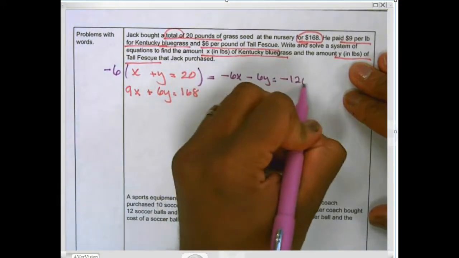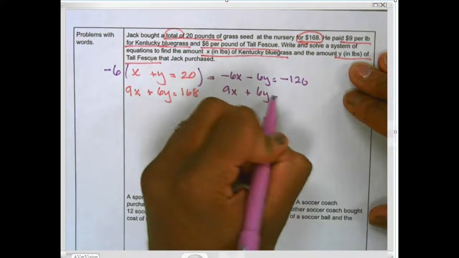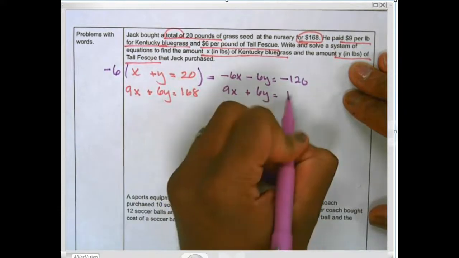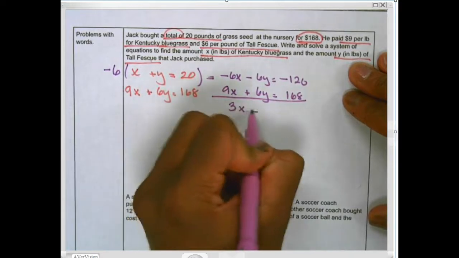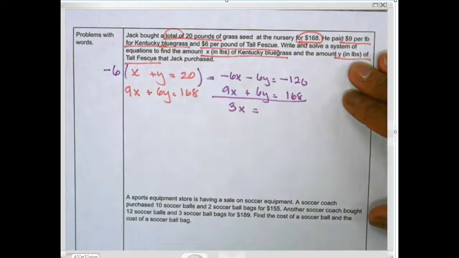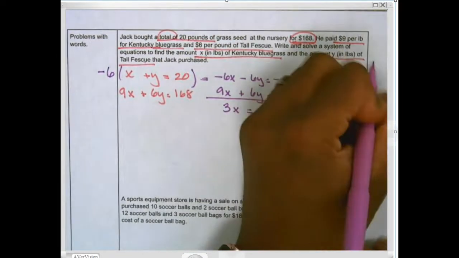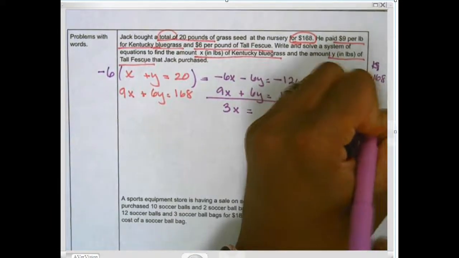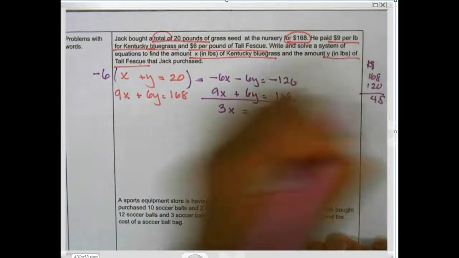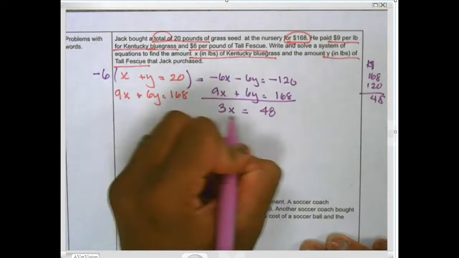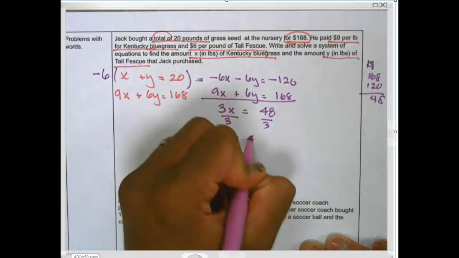Negative 120. This equation stays the same. That's a 6 equals 168. So this will give me 3x is equal to 16. So this bothers me. Like, I can't see it in my head. I always need to write the bigger number on top. And now I can see, okay, that's 8, and that's 4. Okay, it's 48, and that makes me happier. Then I'll divide by 3, and I get x equals 16.